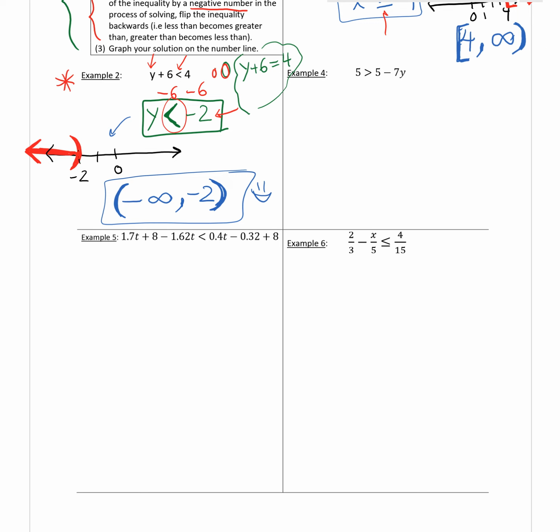Getting the hang of this, I think. Let's try the next one here. I'm going to solve this for y. Again, I got to keep in mind, I'm going to pretend like this is an equal sign, like if it was 5 equals 5 minus 7y. And I'll solve it the same way, just if I were to divide or multiply by a negative number, I'd better flip the inequality backwards.